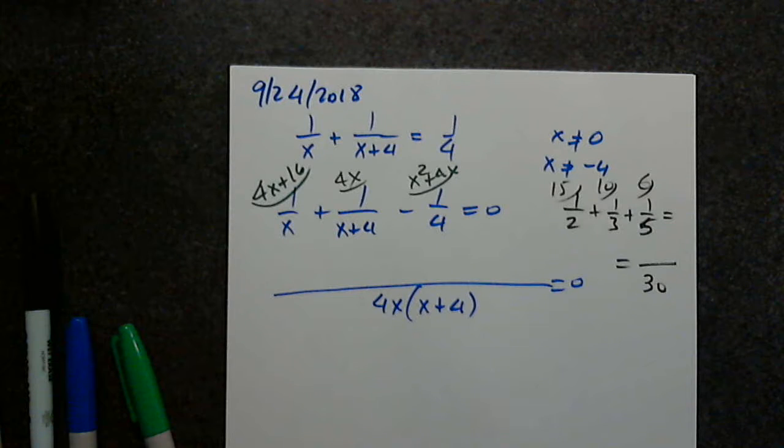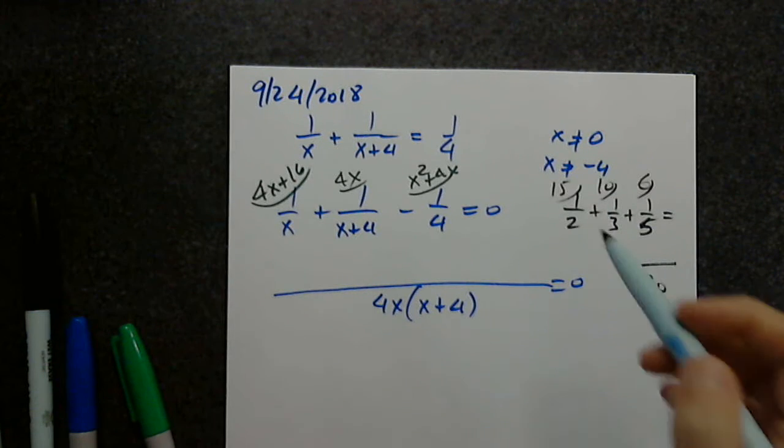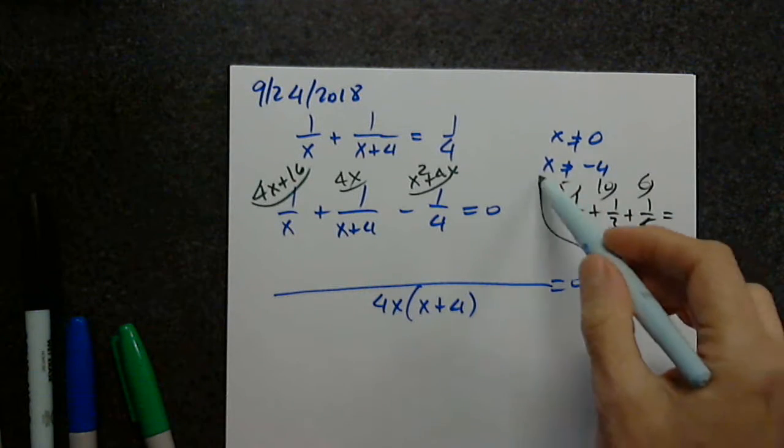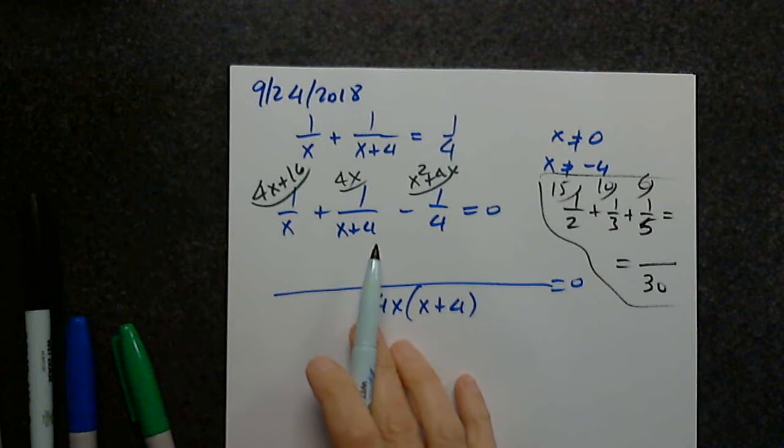The same thing here. x and x plus 4 and 4 have nothing in common. Identical with 2, 3, and 5, which have nothing in common. So that's why the least common denominator must have all different factors in there. Is this clear? Yes? Okay.